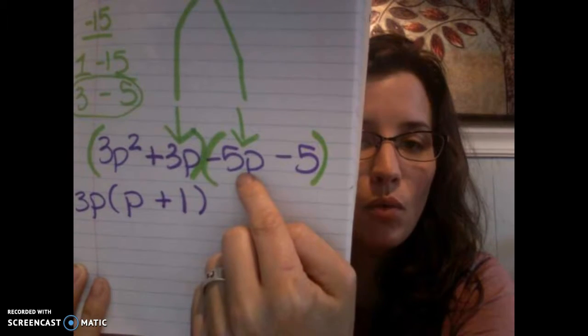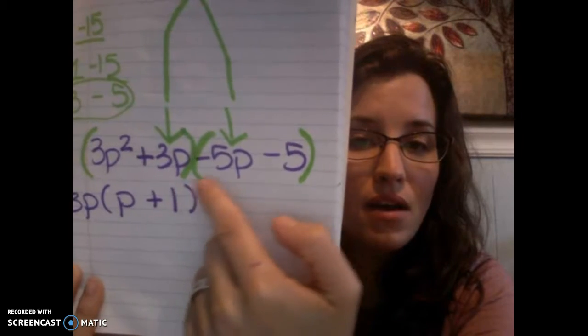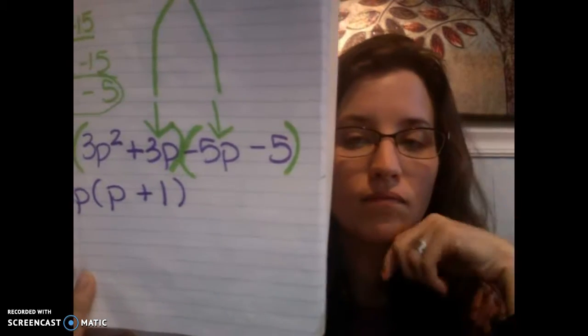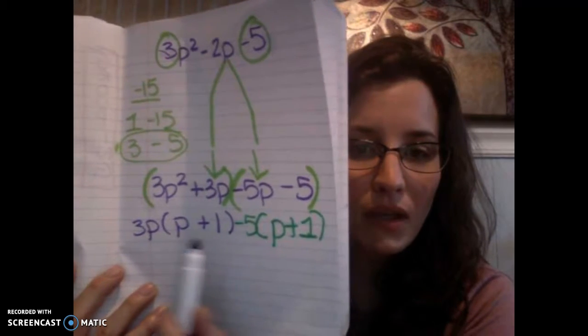Now I'm going to focus here. Well, what can I divide out from both negative 5p and negative 5? Negative 5. So I'm going to divide by negative 5. If I divide negative 5p by negative 5, and negative 5 by negative 5, what I have left is p plus 1. Okay. So look, what's in both parentheses is p plus 1.